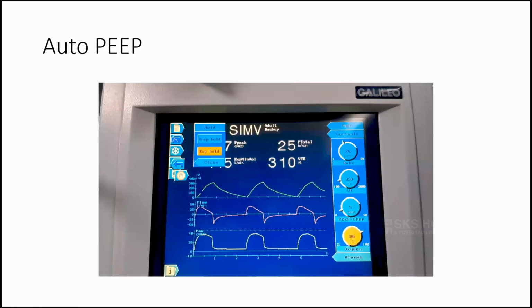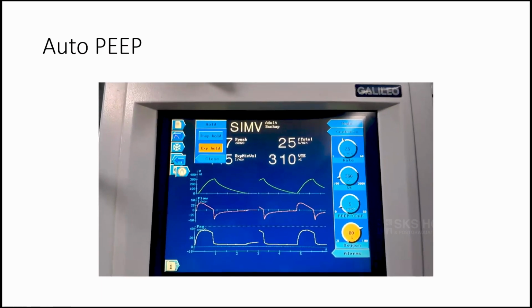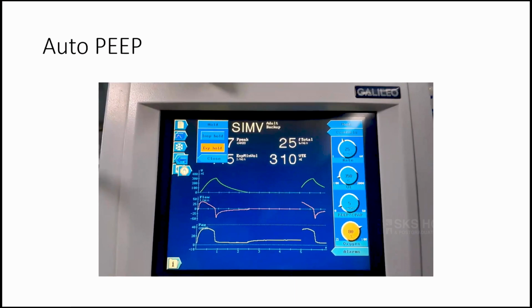When we come to auto-PEEP, this is a chance to see how we do the auto-PEEP measurement. This is a patient on SIMV mode, volume control mode, and we suspect there is auto-PEEP based on the expiratory flow not touching 0 here. We also have a very high respiratory rate. So I'll run this video. And now the expiratory maneuver has been activated here.